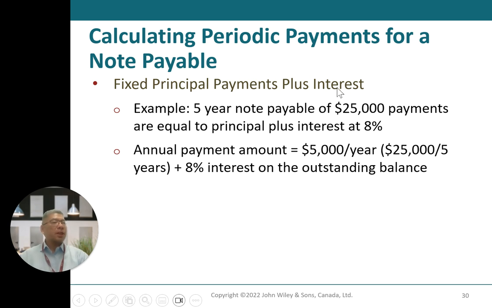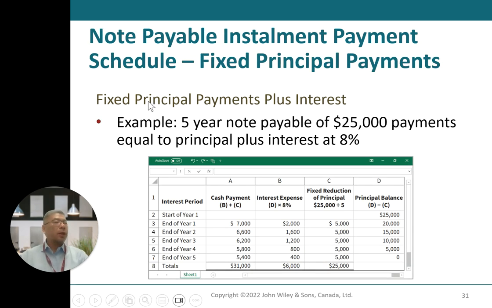The fixed payment plus interest, for example a 5-year note payable of 25,000, with payments equal to the principal payment plus interest at 8%. The annual principal payment is 5,000 per year, which is 25,000 over 5 years, plus interest on the outstanding balance. So now I'm going to look at this in detail. For the 5-year note, you're going to have year 1, year 2, year 3, year 4, year 5. This is B plus C, which is P, with the interest expense here, and then the reduction here. So you got 25,000 minus the reduction of the principal, 5,000.